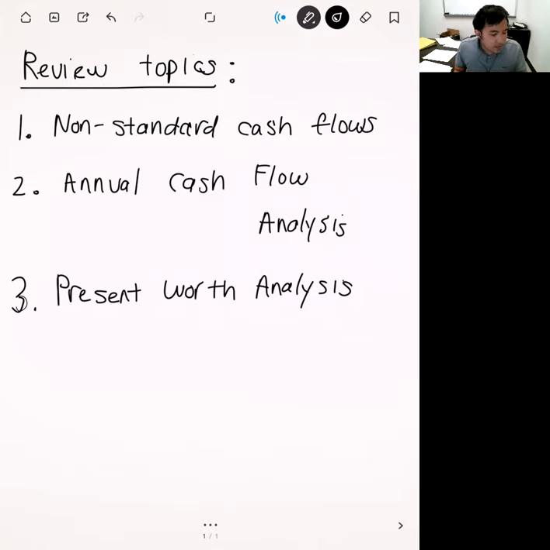All right, so I checked out the poll online, and it looks like the overwhelming winner of the poll was non-standard cash flows, right? And so I'm going to spend a good amount of time doing that. And then the next two were fairly even, although there was a narrow lead for annual cash flow analysis, and so I want to make sure I get to that. And then number 3 was present worth. Okay, so let's go ahead and get started with non-standard cash flows.